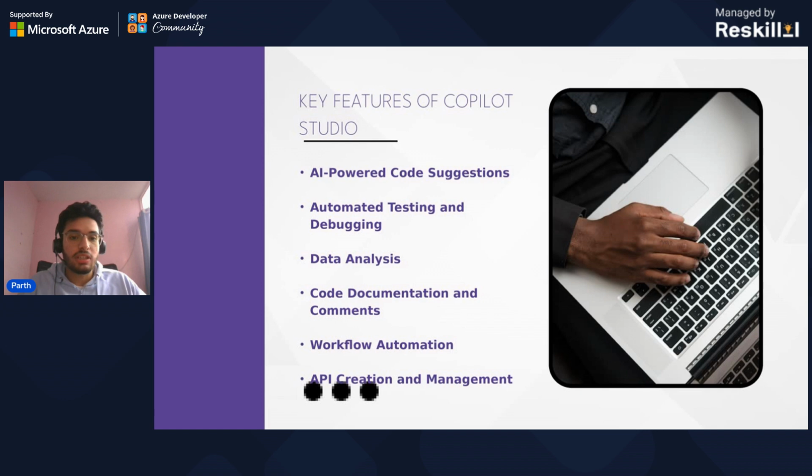So now we'll see about the key features of Copilot Studio. First of all, AI-powered code suggestions, as we saw before, how GitHub Copilot will let you write code on its own, how it will let you build boilerplate templated code on its own, and how it will pre-fill the functions you are trying to build. It will even fill the functions, probably the whole files you want to fill, all of that on its own using its AI-powered code suggestions.